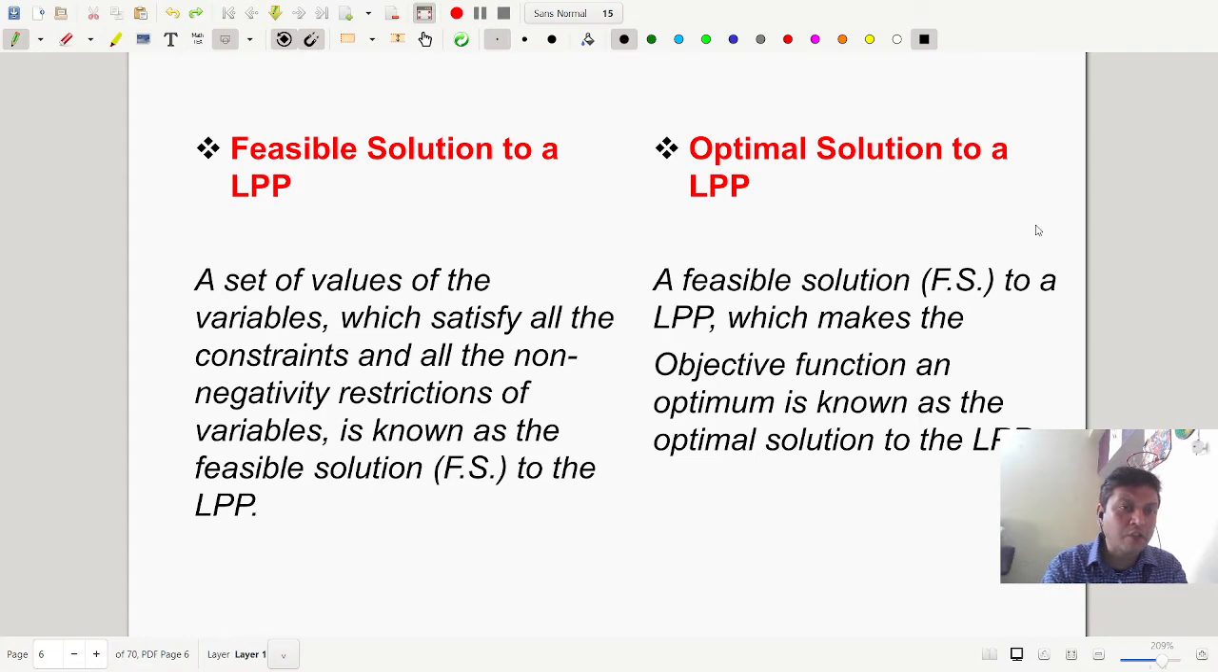And what about the optimal solution? A feasible solution to the LPP which makes the objective function an optimum is known as the optimal solution to the LPP. So the optimal solution must be a feasible solution. Among all those feasible solutions, the one which optimizes the objective function is called the optimal solution. So these are the two very important definitions of LPP.